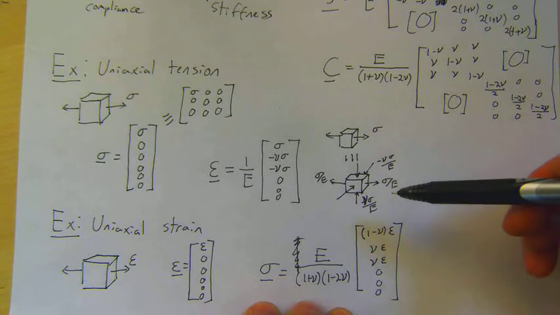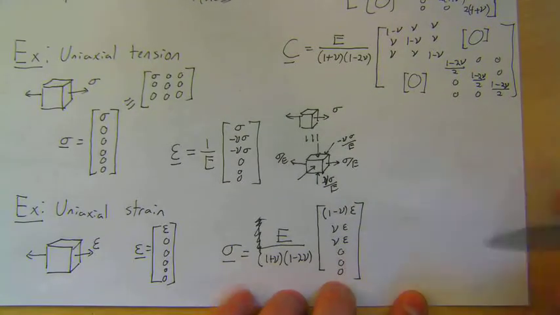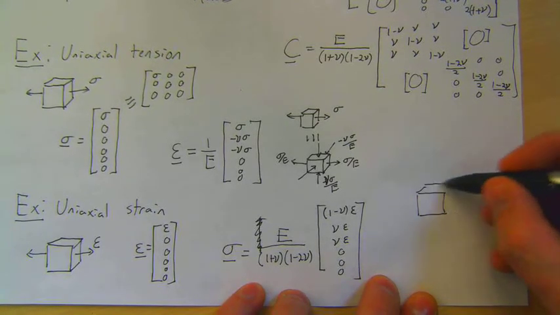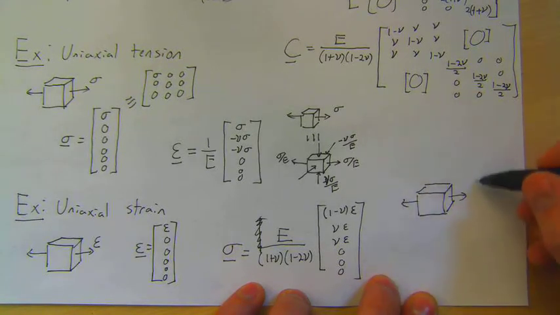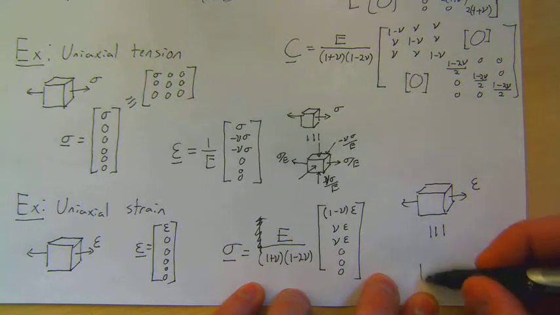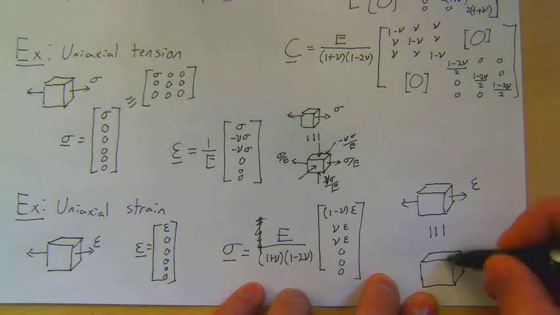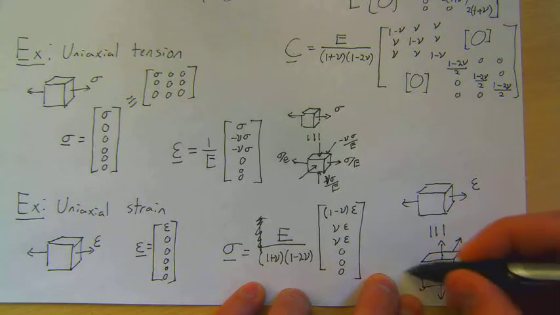Here, if I wanted to apply uniaxial strain, which is maybe slightly less intuitive, I'm saying if I try to strain my body out and apply a state of uniaxial strain, I have to apply a stress to this thing in all these directions. So I have to be pulling on my sample in the transverse directions to actually get this simple strain state to happen.